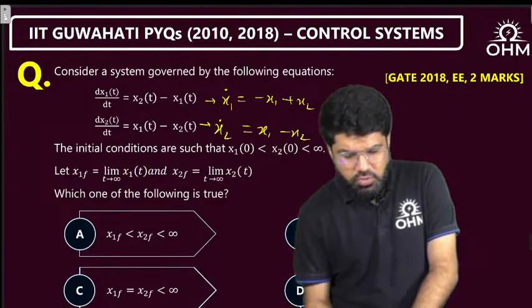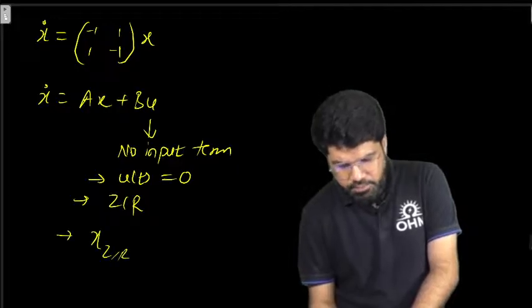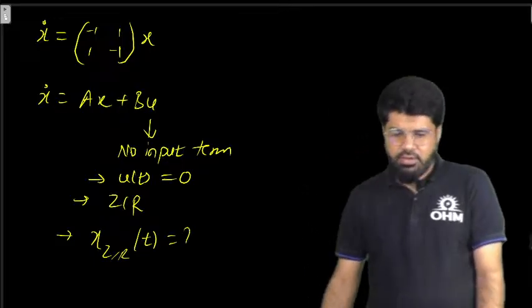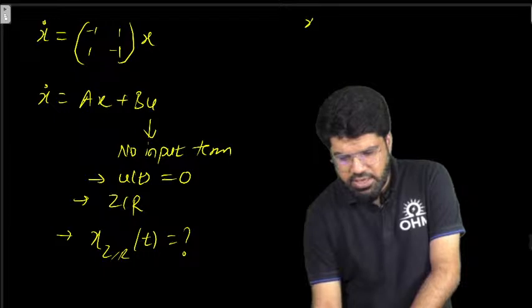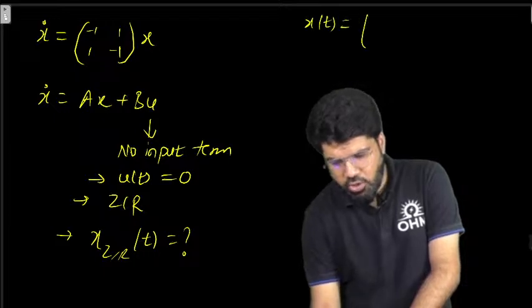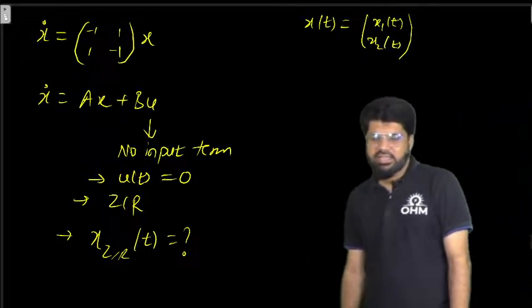Okay, so we have to first calculate xZIR(t). The state vector. We know what the state vector is. What is the state vector? It is nothing but a column vector containing both the state variables x1 and x2. What is xZIR(t)?